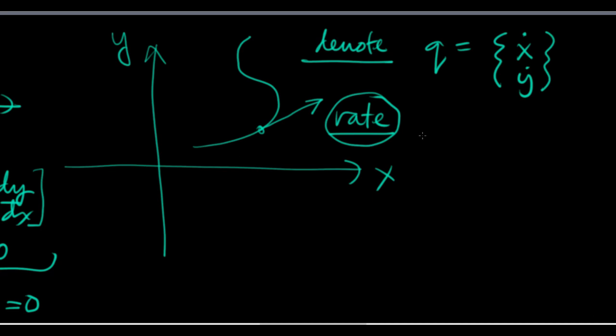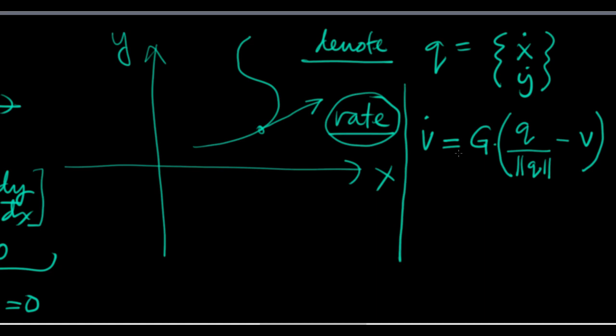Then I say v dot is equal to some big gain number, which we will choose, a biggish number, times q by the norm of q, minus v. This is a new differential equation that I am making up. What happens is, as q changes slowly and this gain is some big number, v always gets driven to the unit vector along q.